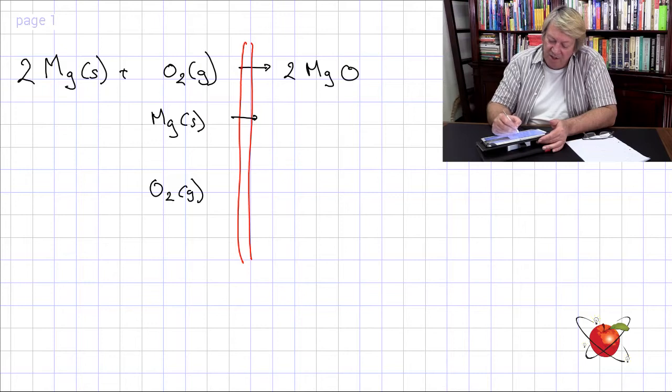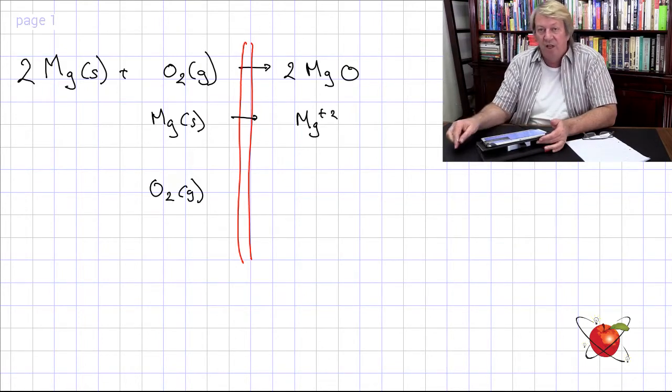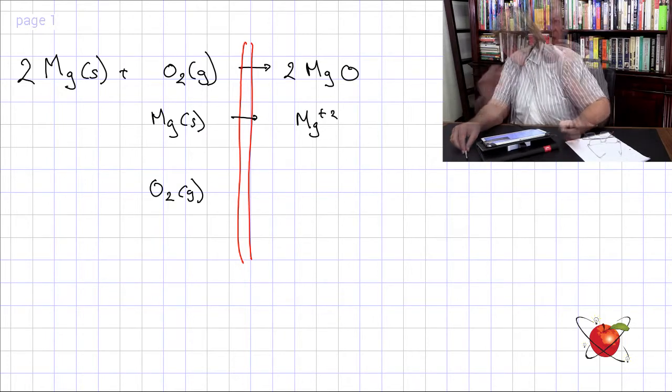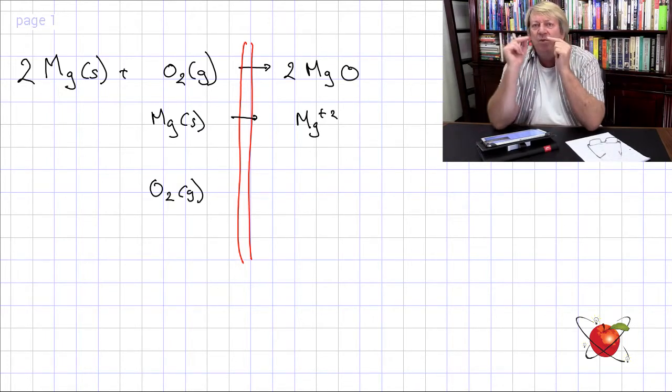The Mg over here said to itself, okay, I'm going to become a +2 because I know that I'm going to be bonding. We know that the magnesium linked with the oxygen. That's the product. That's what happened. We have to say, therefore, the magnesium must have changed. It did change. It became an ion to allow it to bond with the oxygen.